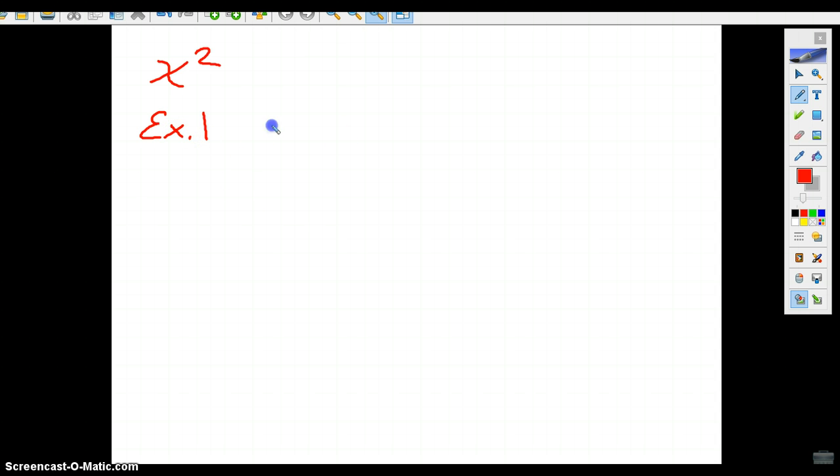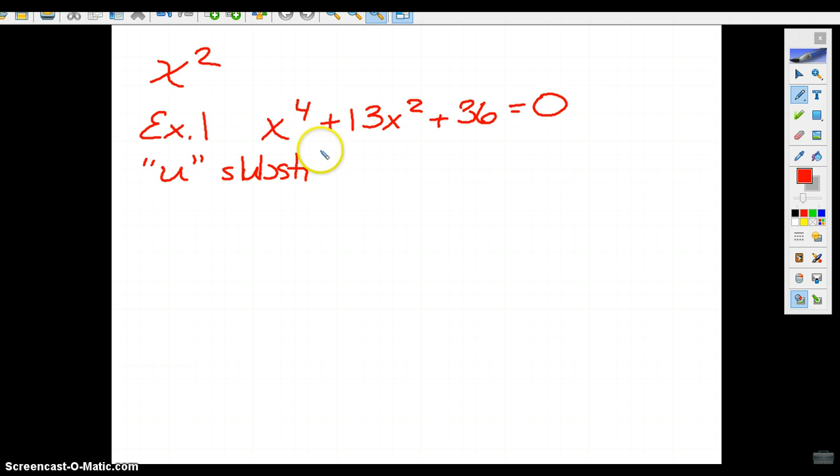Okay, x to the 4th plus 13x squared plus 36 is equal to 0. This is a trinomial, but we're used to seeing an x squared in this area, but now we have x fourth here and x squared here, so we can't really just factor it just because. We're going to use something called U substitution, or what I affectionately call the U thing.